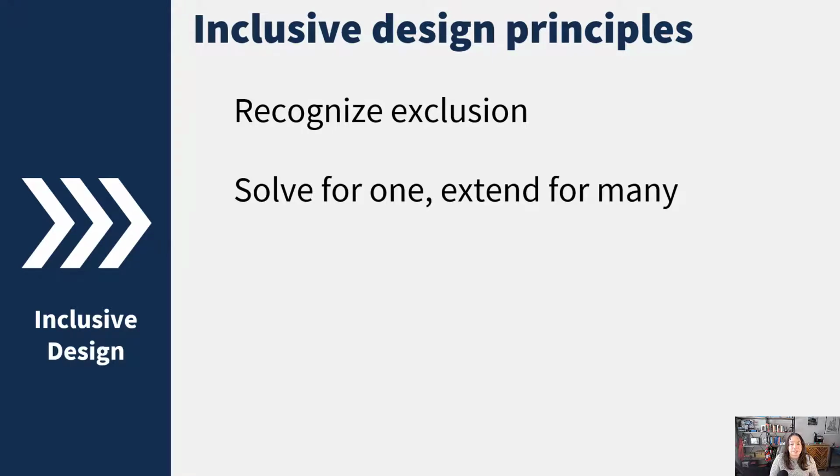The next principle is to solve for one and extend for many. What this means is that often there is what's called a curb cut effect. When curb cuts started being put in at street corners, that's the ramp that goes down from the curb to the street level, they were put in to benefit people in wheelchairs, but they also benefit parents with strollers, people on skateboards, city workers pushing big carts. The idea is that often when we make things more accessible for one group of people, all people benefit.